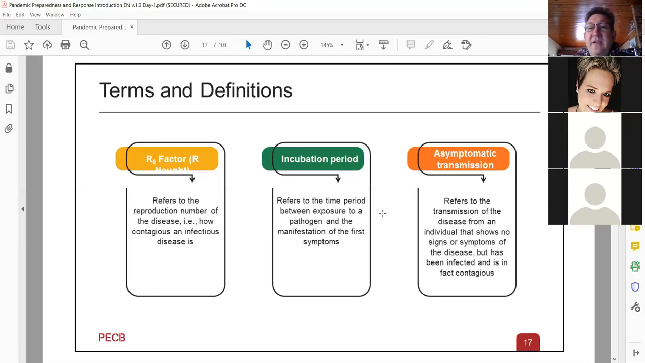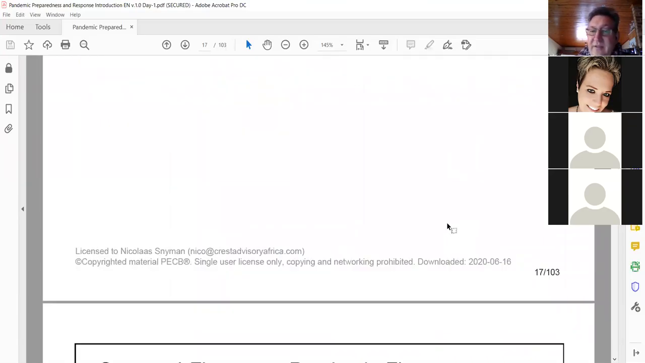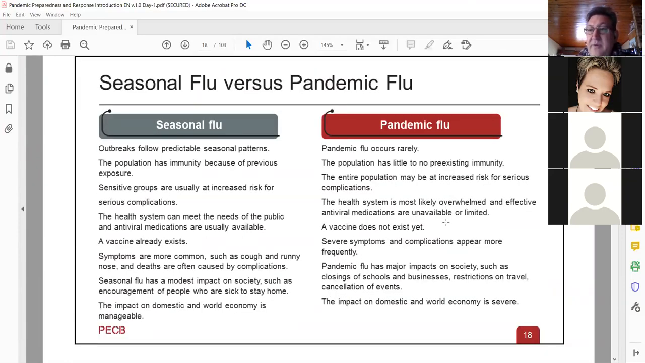And then we've got asymptomatic transmission. This is where you don't have any symptoms, but you are still transmitting the disease. And this is where they are saying that children are most of the time asymptomatic. They have got the disease, but they don't get sick. But if you are putting them out into a crowd, they are actually infecting other people. So this refers to the transmission of the disease from an individual that shows no signs or symptoms of the disease, but has been infected and is in fact contagious. Very critical there. It is not only that one is looking at people that are sick. You can also get it from people that are not sick at all.